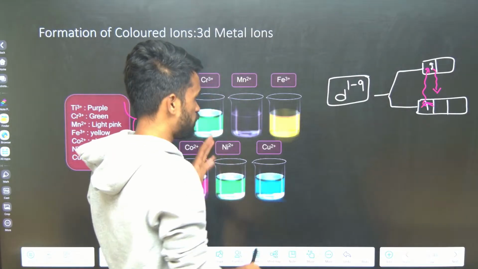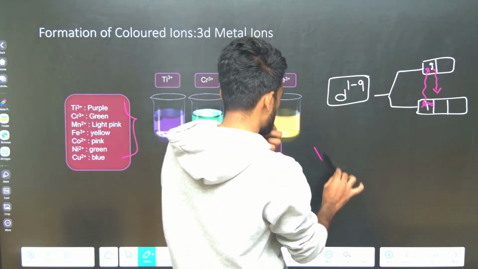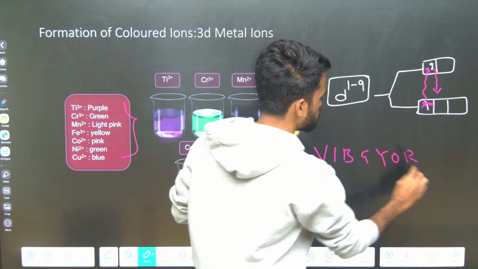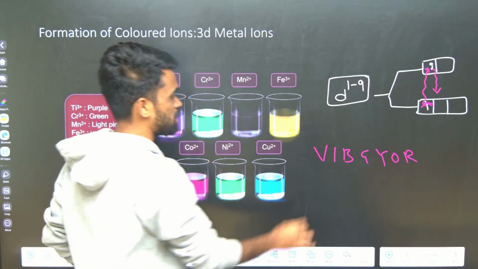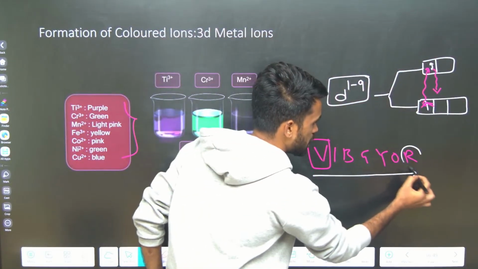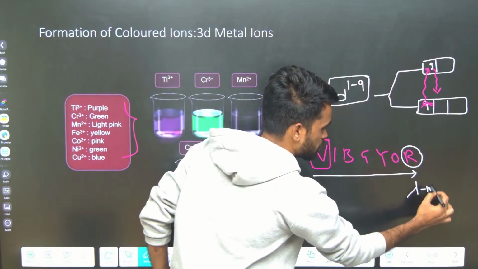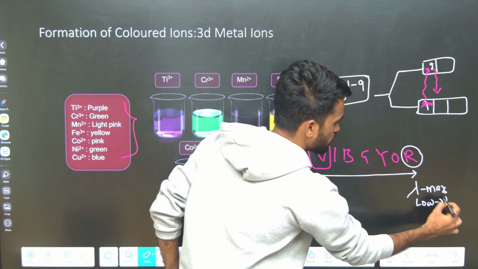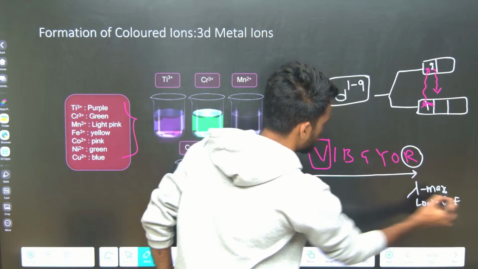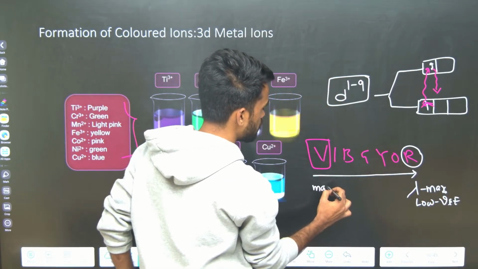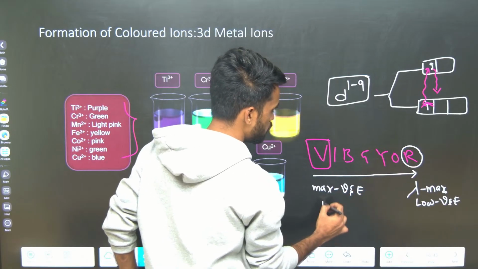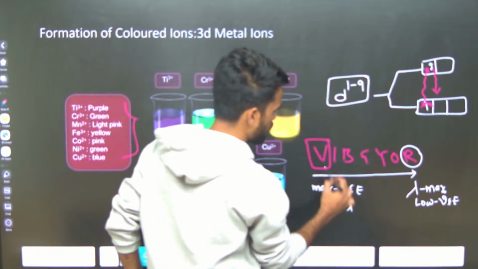If we take the VIBGYOR colors of the visible region, moving from red to violet, red has the maximum lambda, meaning low frequency and low energy. Violet has the maximum frequency and energy, and the minimum lambda. I hope you know this.